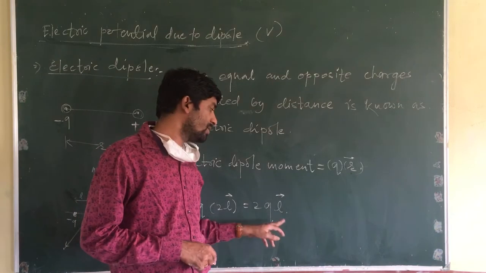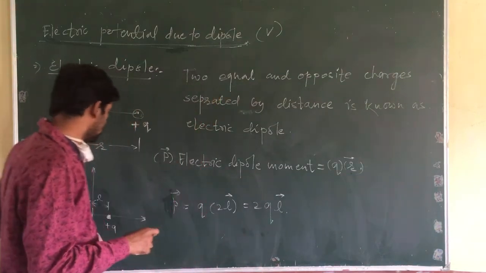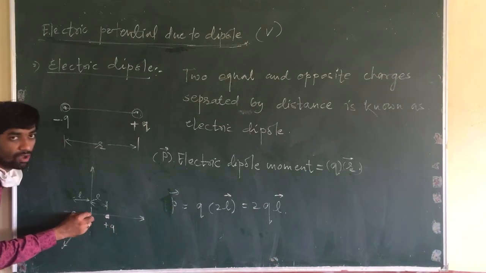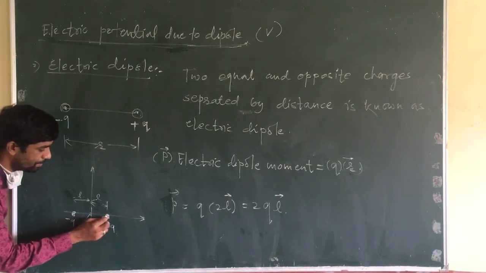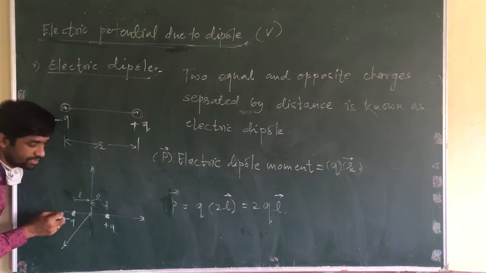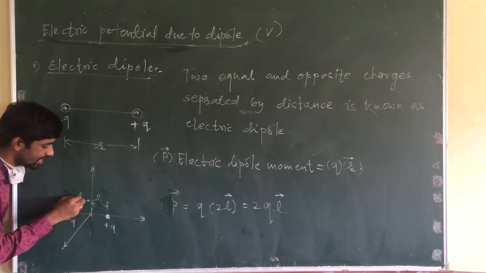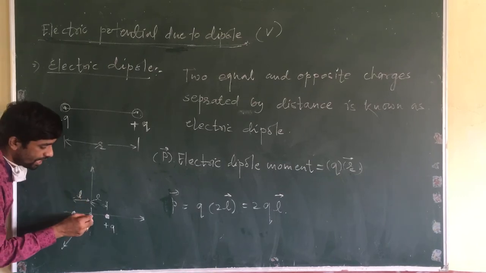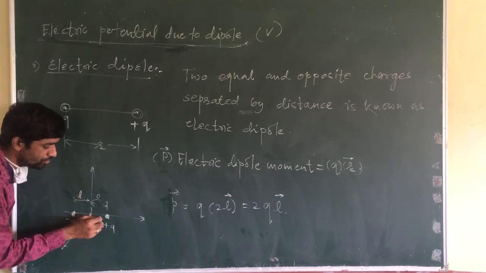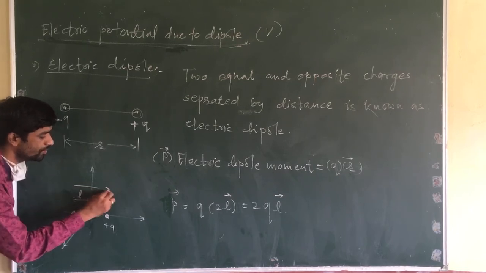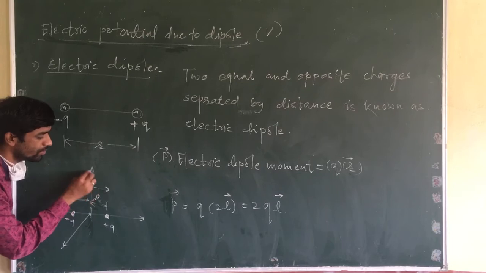So how this twice L comes is, suppose you place your dipole at the origin of an axis. If I have placed this dipole at the origin of the axis, the distance from the origin to the negative charge is L, and from the center of the dipole to the positive charge is also L. So what is the total distance between the two charges? This distance is twice L.